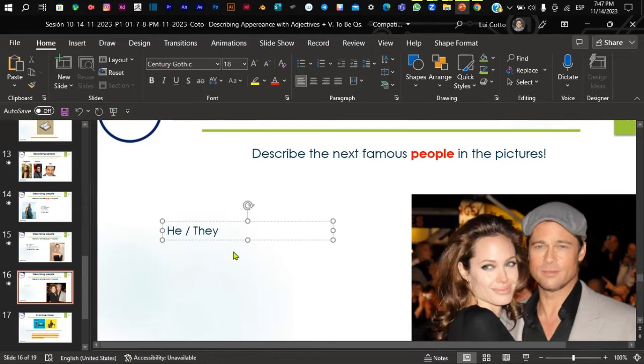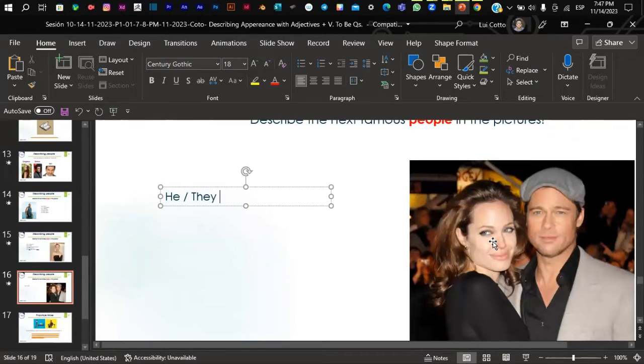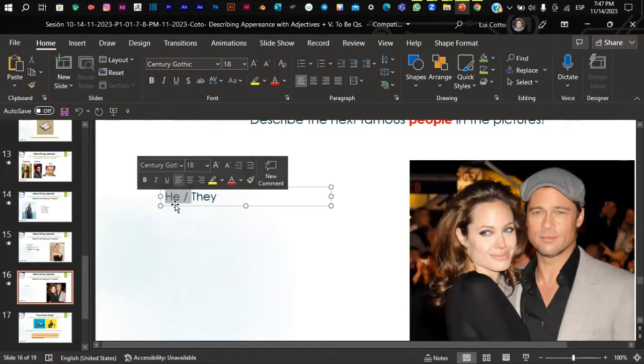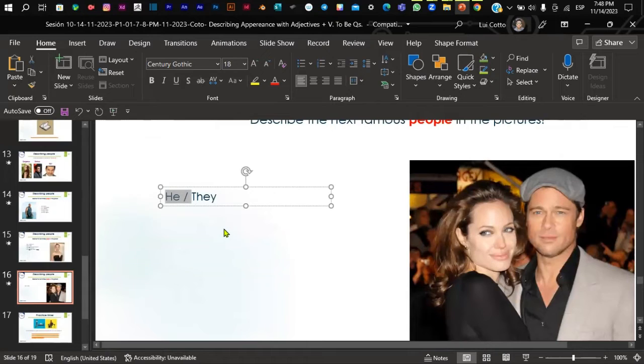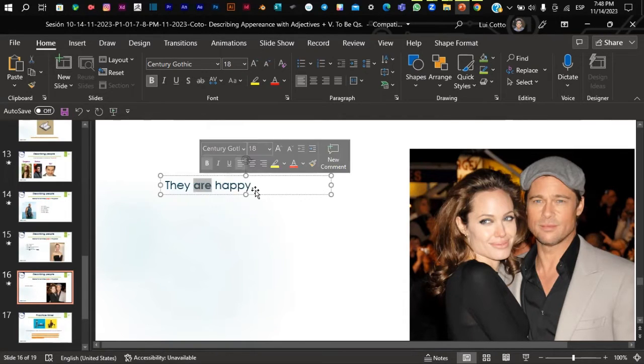They are. He or they. What is the subject? They. Because they are two, correct. Angelina and Brad. And two is plural always. Dos son plural, yes or no? Sí. Yes, obviously. The whole life, toda la vida, yes. They are happy. Okay, they are happy, correct.